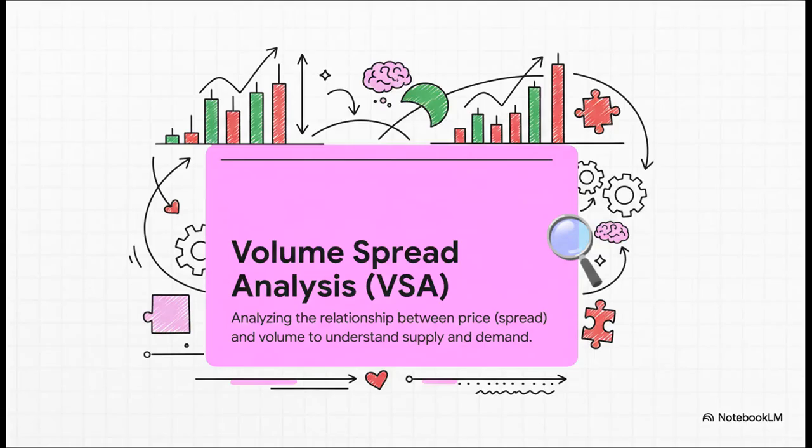And lucky for us, there's a name for the technique that combines these two things. It's called volume spread analysis, or VSA for short. The key thing to get here is that we're not looking at price and then looking at volume separately. No. The magic is in their relationship. We're analyzing how they interact to figure out what's really going on with supply and demand.